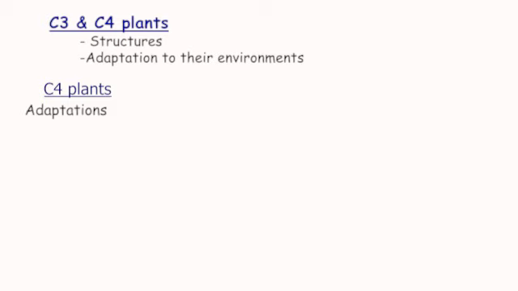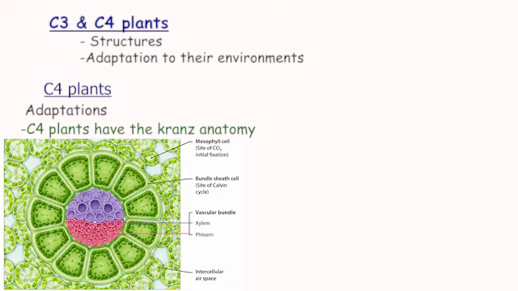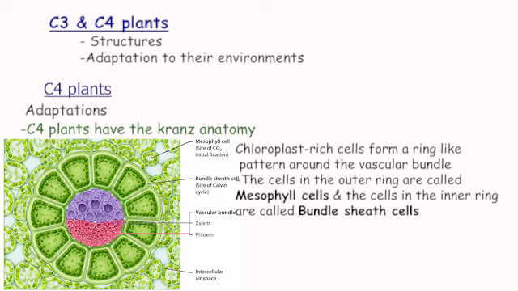Now, the first adaptation is that C4 plants have what is known as the Kranz anatomy, and this basically means that C4 plants have chloroplast-rich cells which form a ring-like pattern around the vascular bundles. Now, the cells in the outer ring are called mesophyll cells, and the cells in the inner ring are called bundle-sheath cells.